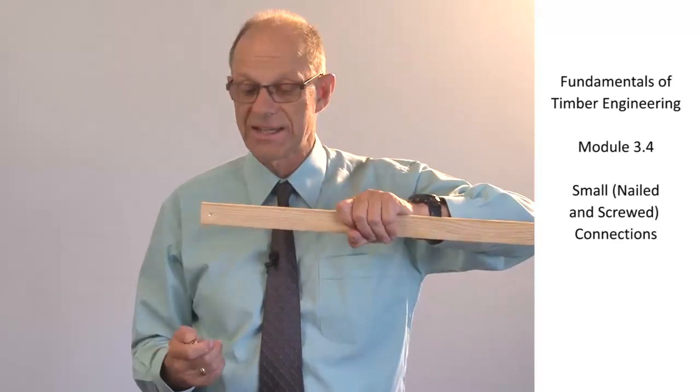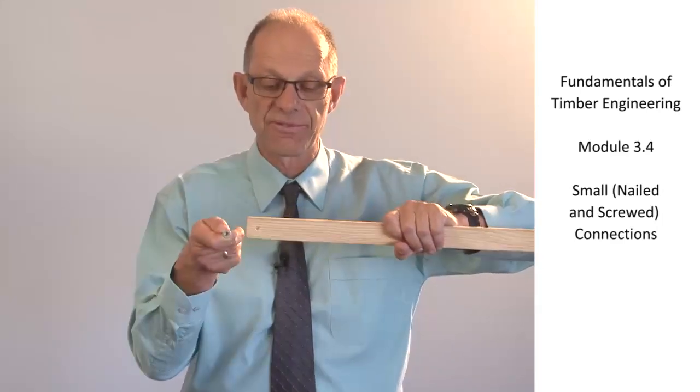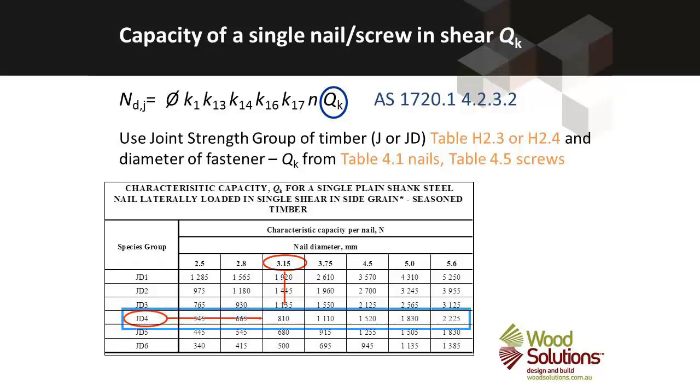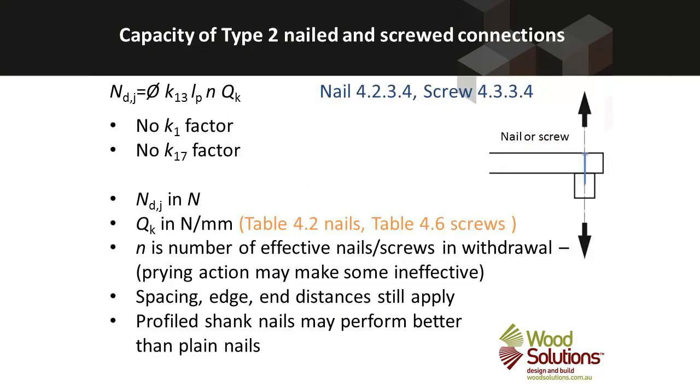So QK, the capacity of a single fastener across a single shear plane, is given by a table that looks very similar to that. And screws and nails have tables that are very, very similar. The type 2 connection has a different form. So this is the capacity of a type 2 connection. We've got a 5-factor, no K1 factor. It's the first equation that I've put up that doesn't have a K1 factor.